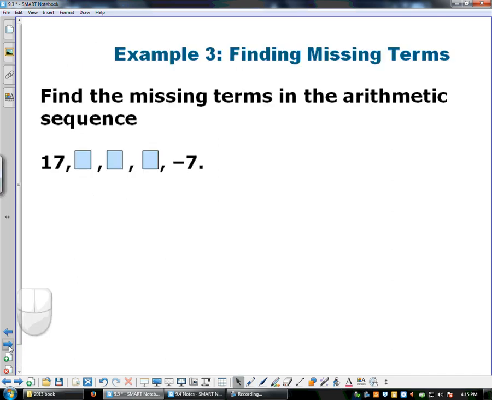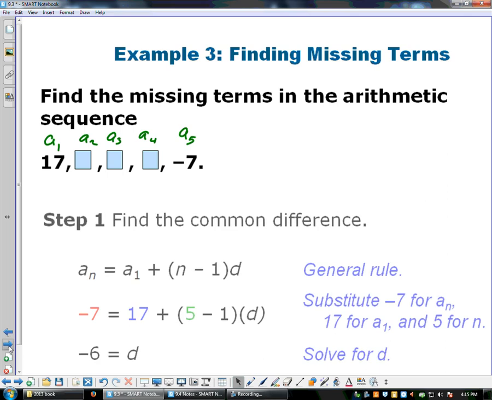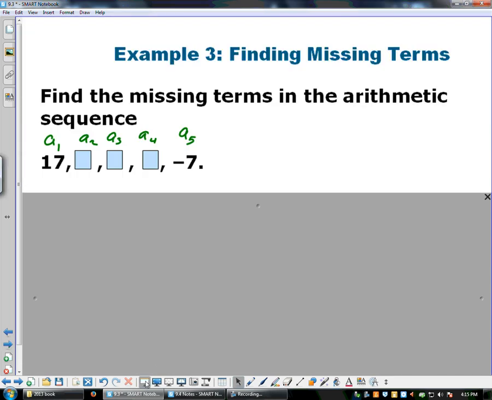All right, example 3. We're going to find some missing terms here. So I want to find the missing terms in the arithmetic sequence. So we have 17, and then we know for terms 2, 3, and 4, we know that they're there, we just don't know what the values are. And then we know the 5th term is negative 7. So our goal is to find what goes in spots 2, 3, and 4. So we're going to do a couple steps on how to find this, and we're going to actually use our formula that we have here. And let's get a shade up here and we can walk through it a little bit.